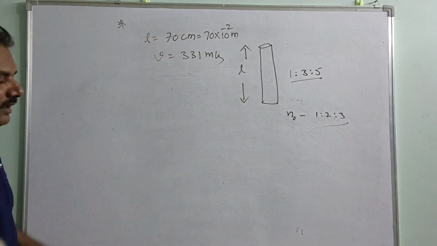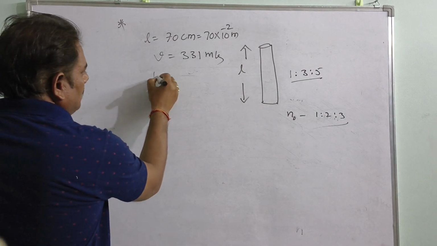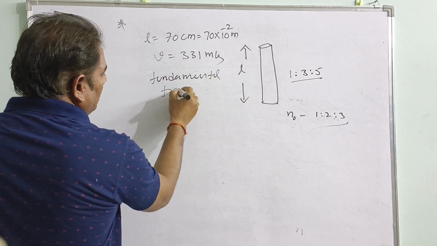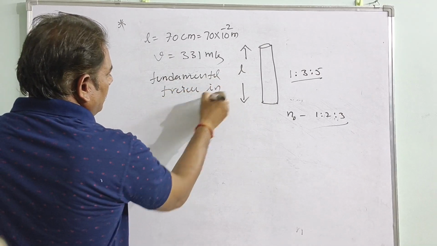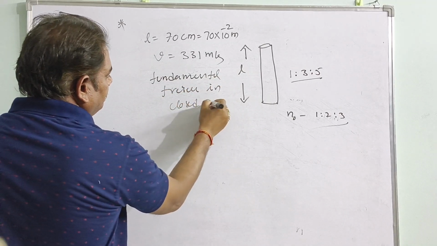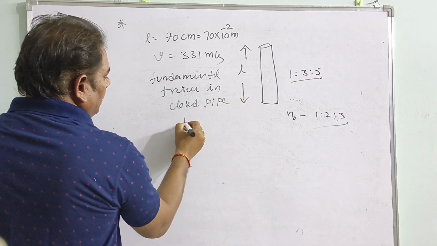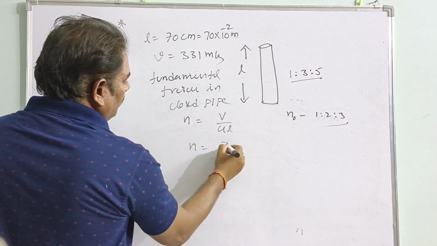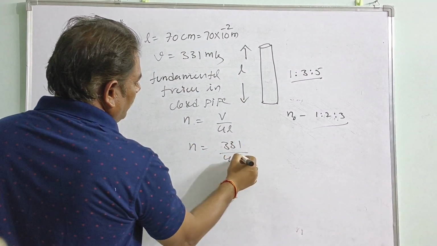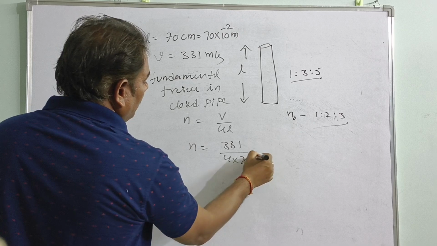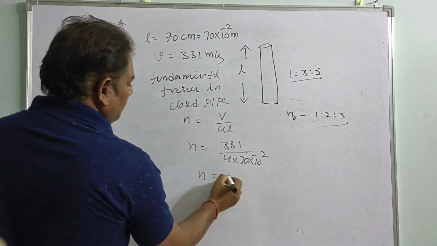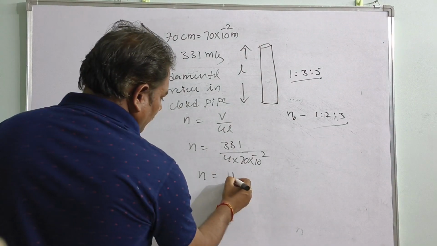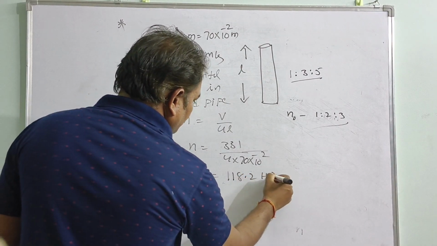So the fundamental frequency in closed pipe, that is n equal to v by 4l. So n equal to 331 by 4 into 70 into 10 power minus 2. So that value is 4 into 10 power minus 2. So that is 118.2 hertz.